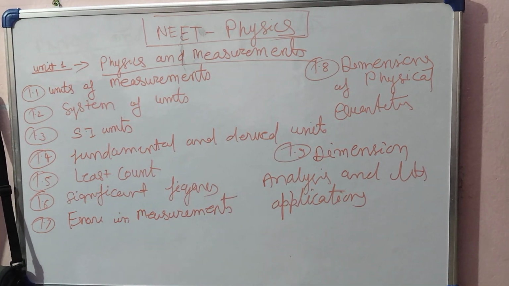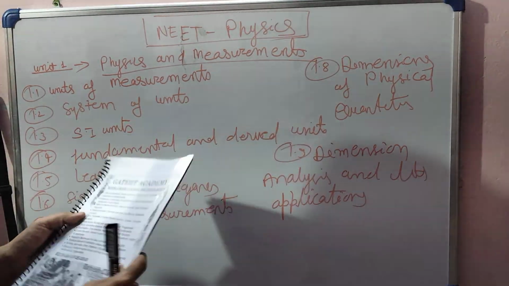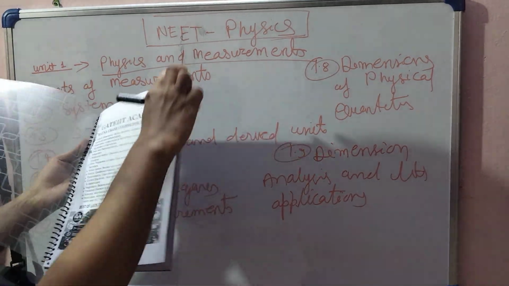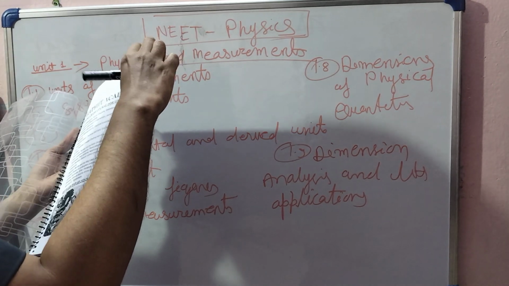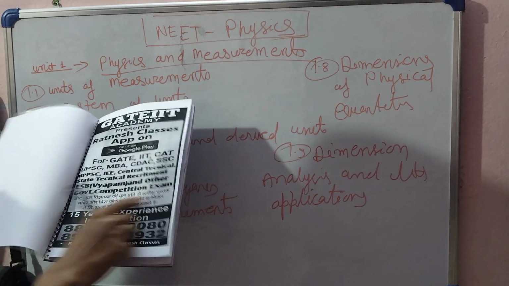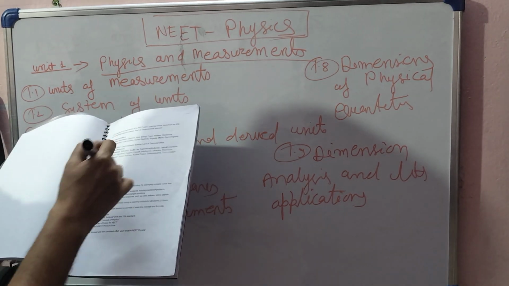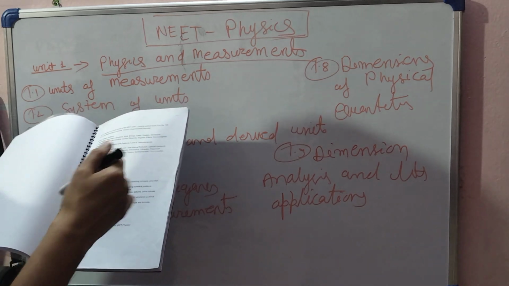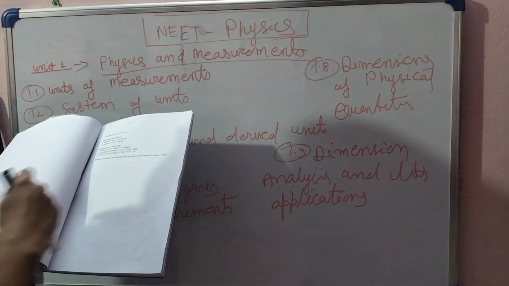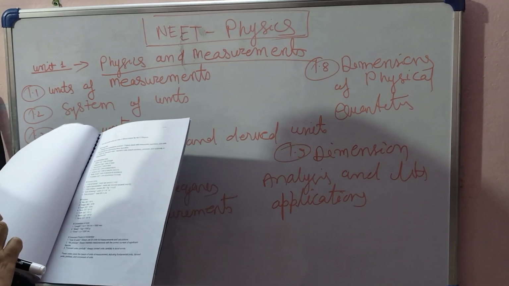So we will discuss that. In the booklet, the IIT JEE syllabus is mentioned here, and on the second page we see the ad of Gate IIT Academy. Then on the third page there is some information about NEET, and a comprehensive physics formula sheet for NEET. After that, units of measurement starts.